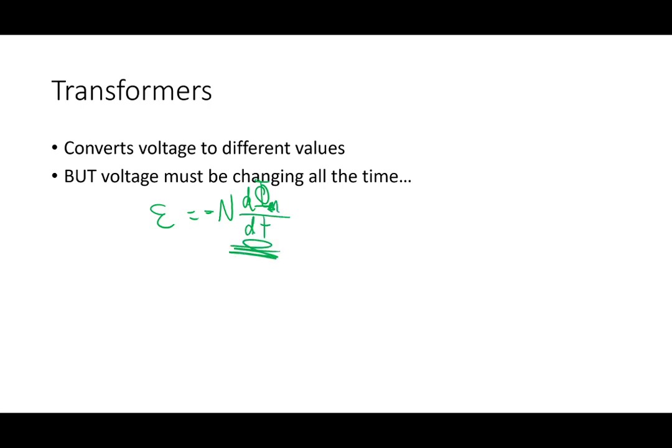So you really need this thing to change all the time, to continue to have a change. You need a change in flux to get that induction to happen. So you need a voltage that changes all the time. So that's why most of the time transformers work with an AC voltage. AC meaning alternating current, which is a sinusoidal kind of thing, right?